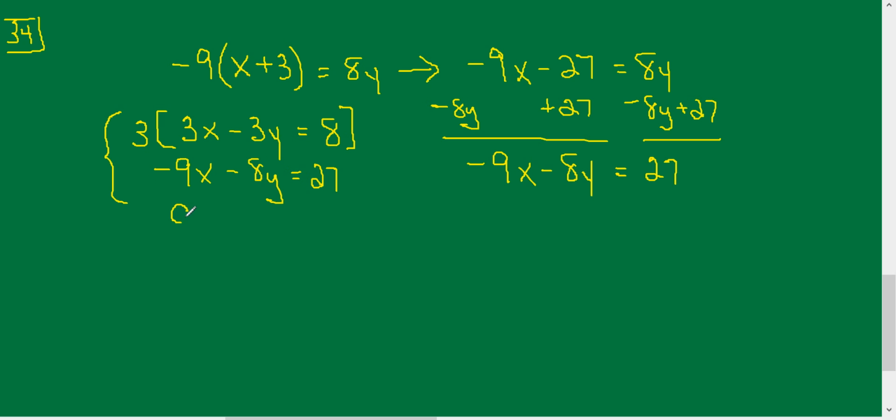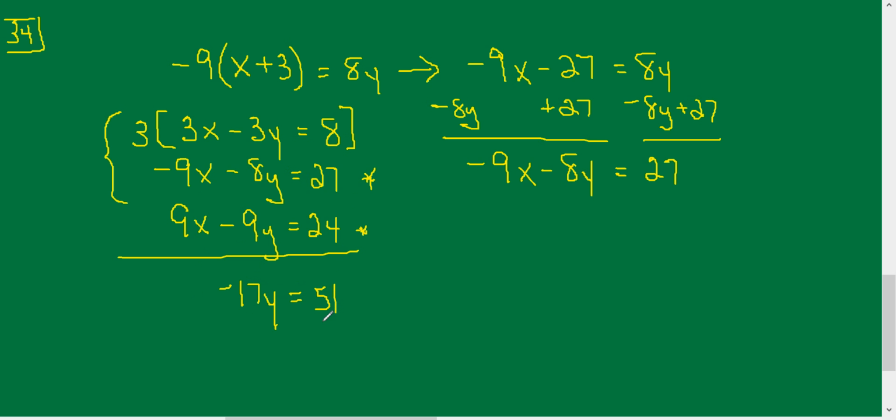So 3 times 3x is 9x. 3 times negative 3y is negative 9y. 3 times 8 is 24. Using these two equations now, draw my line. 0, negative 17y equals, what is that? 51. Dividing both sides by negative 17, y equals negative 3.